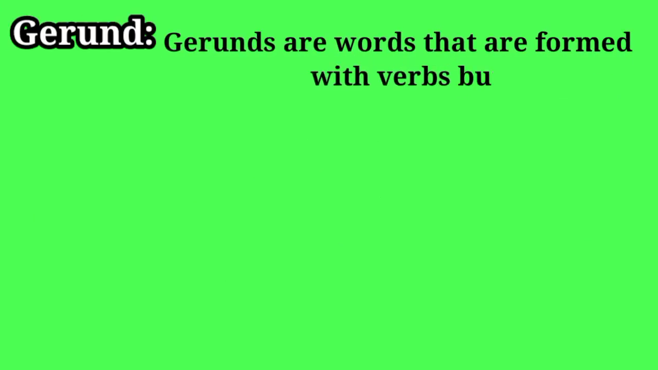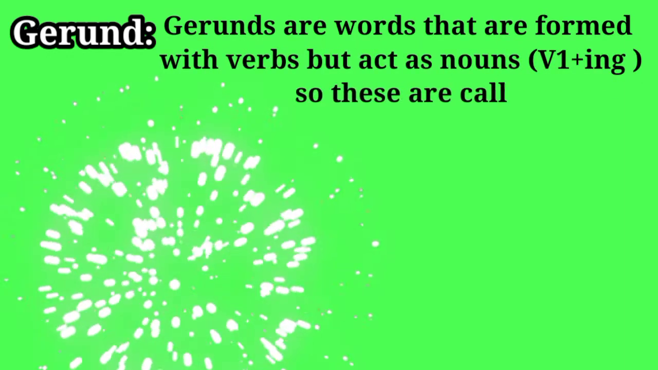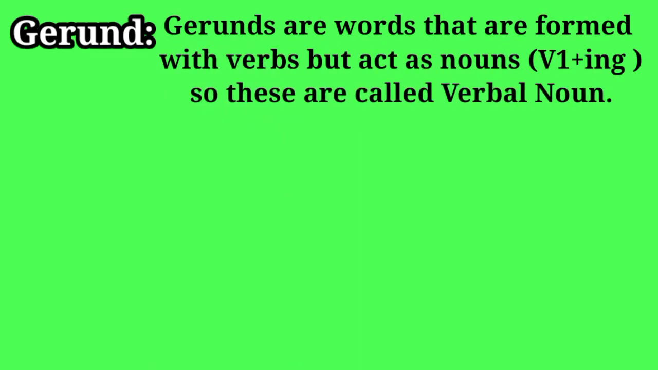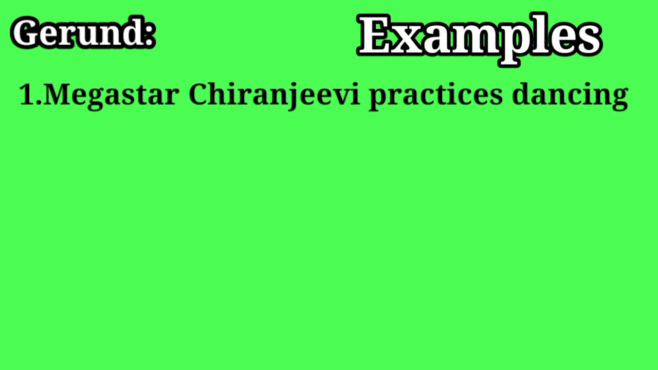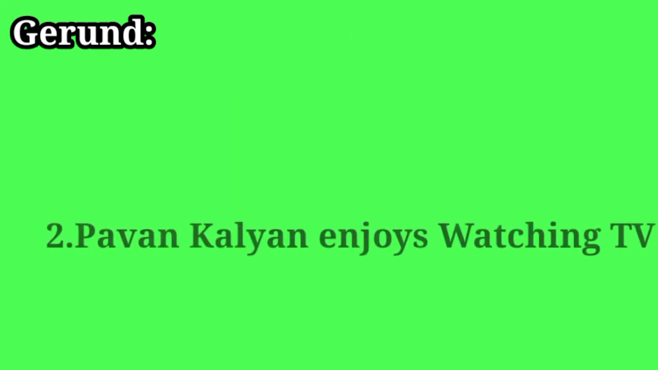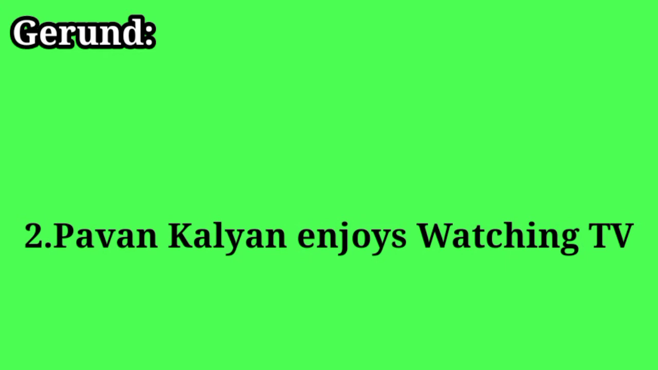Gerund. Gerunds are words that are formed with verbs but act as nouns: v1 plus ing. So these are called verbal nouns. Some examples: Megastar Chiranjeevi practices dancing. Here practices is the main verb and dancing is a gerund. And next example, Pawan Kalyan enjoys watching TV. Here enjoys is the main verb and watching is a gerund.